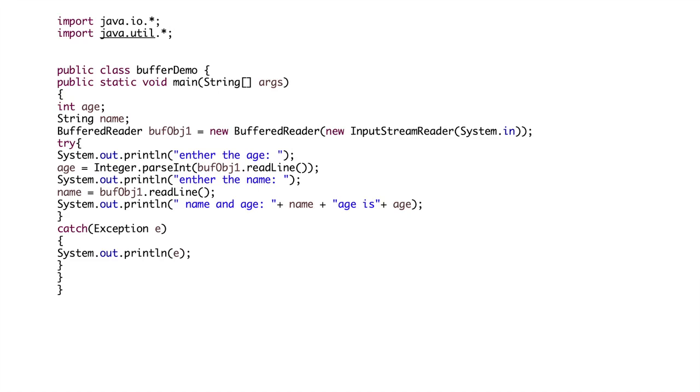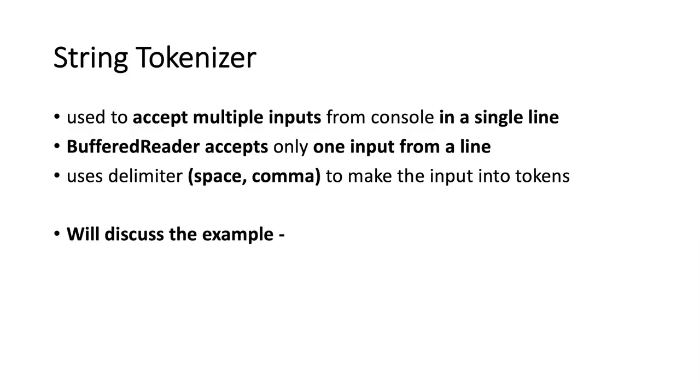So this is how you can use the BufferedReader class to get the input from the command line, right? And next one, StringTokenizer. What is the use of StringTokenizer? StringTokenizer is used to get multiple inputs from the console in a single line. In the previous one, BufferedReader, you can get only one input from one line. But with StringTokenizer, you can get multiple inputs in a single line.